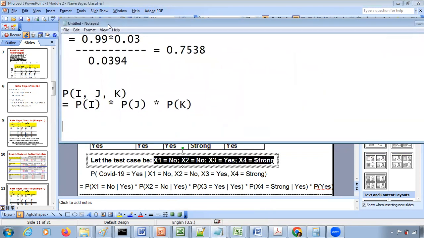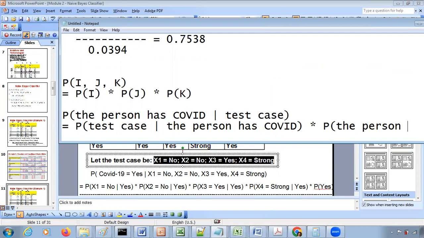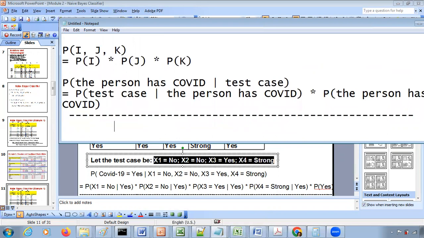So this can be worked out like this. Given this test case, what's the probability someone has COVID? That's what we want to find. So that's equal to the probability of, given the person has COVID, what's the probability for the test case to be observed, times the probability the person has COVID, divided by the probability of the test case.